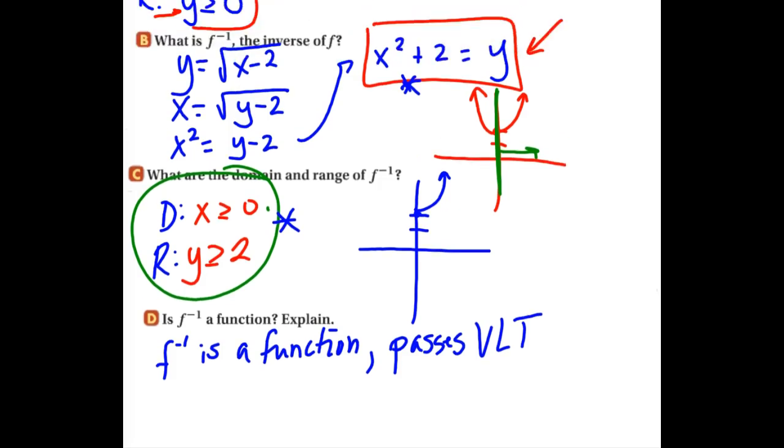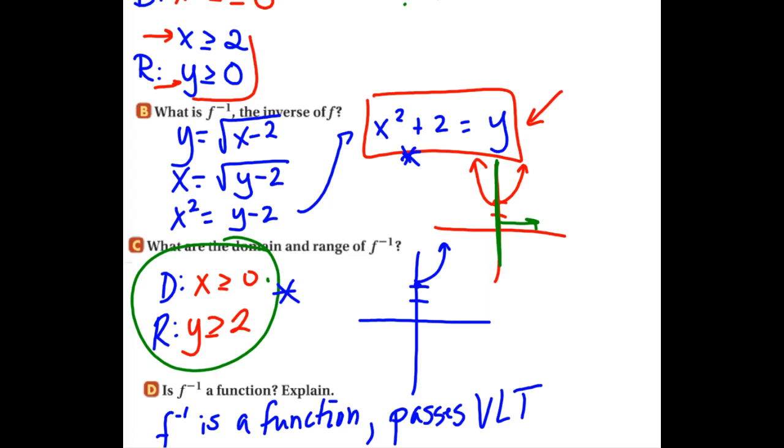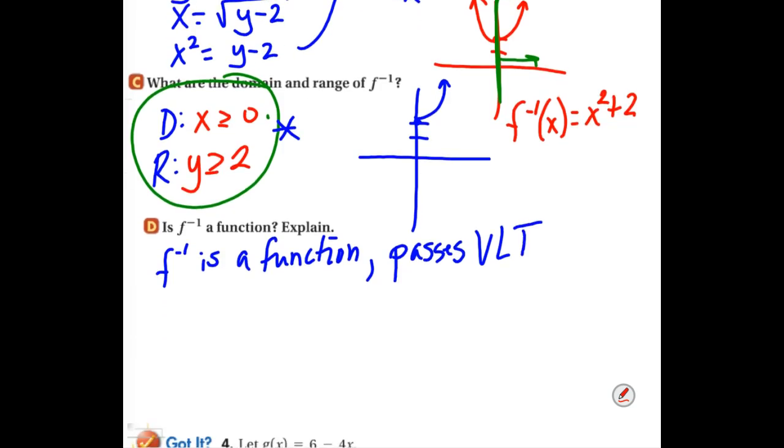If you know that your inverse is a function, what I would do for my final answer, instead of having this be a y here, I would rewrite that as f inverse. So my final answer, I would say, is the inverse of function f is x squared plus 2 with these domain restrictions. Okay? So it's not the whole parabola, it's just the right half of it.